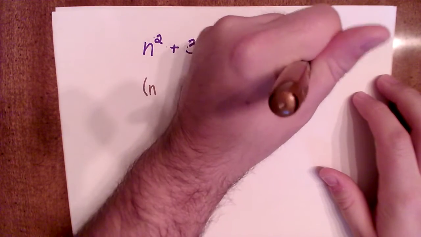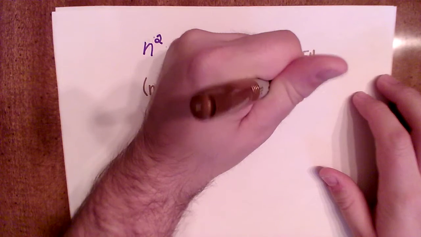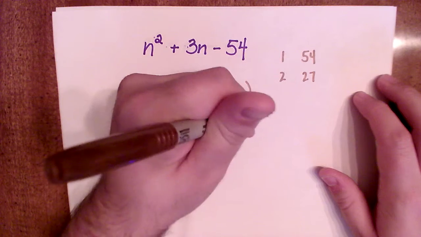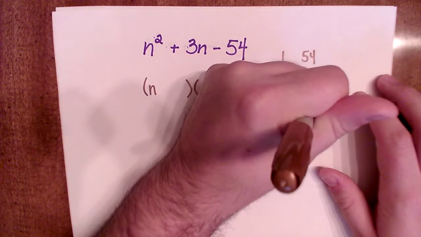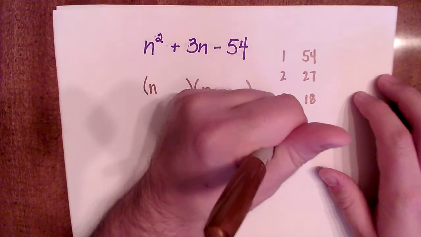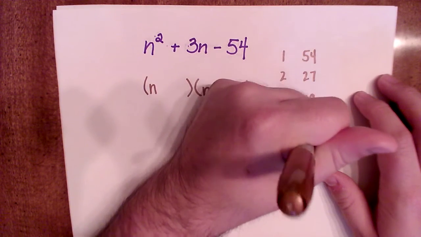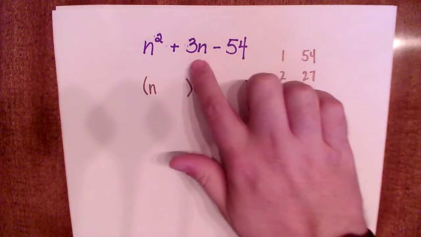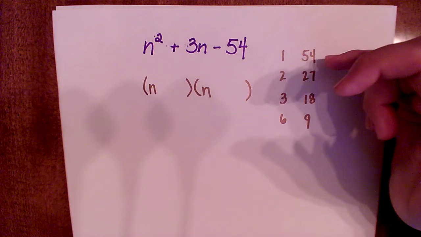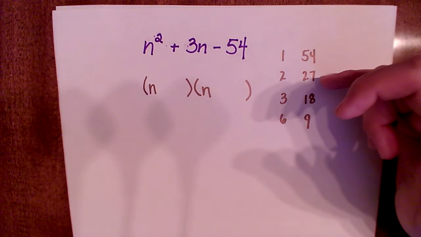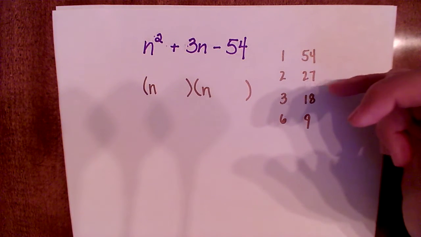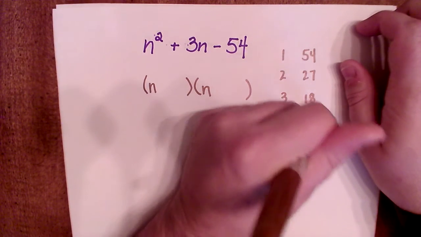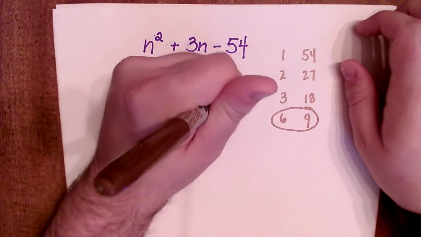All right, but we need to figure out what our factors of 54 are. Well, 1 and 54, 2 and 27, 3 and 18, 6 and 9. I'm looking for the ones that subtract to give us 3. All right, 54 minus 1 doesn't subtract to give us 3. 27 and 2 doesn't. 18 and 3, no. 6 and 9. So I have a 6 and I have a 9.